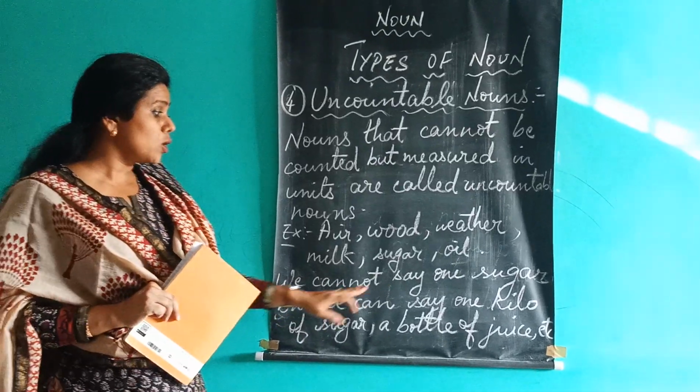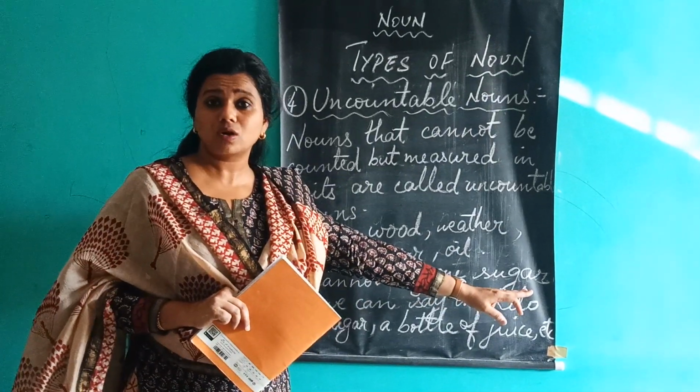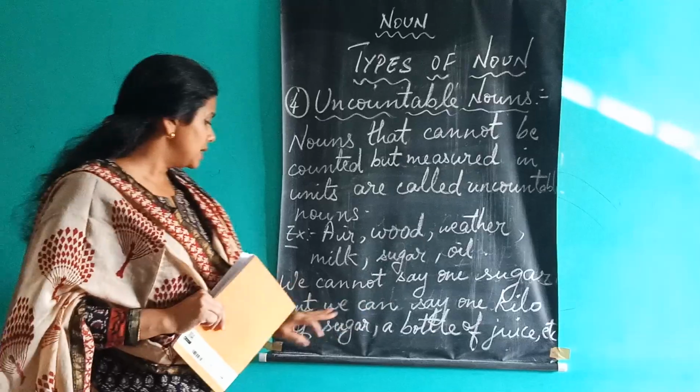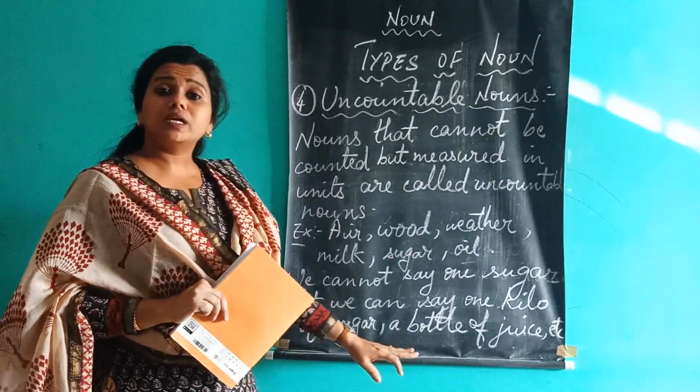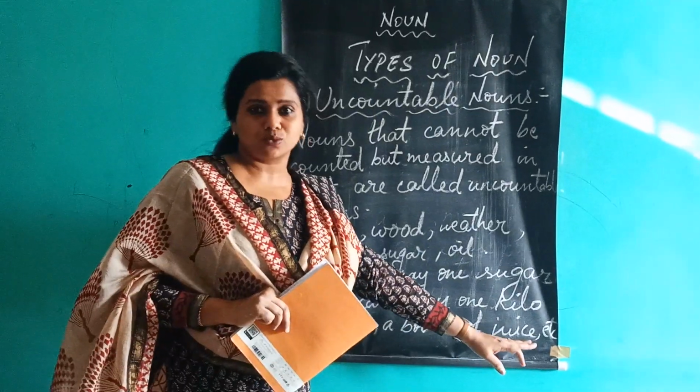Say for example, we cannot say one sugar. We cannot count the cubes of sugar, right? But we can say 1 kilo of sugar. We can say a bottle of juice.